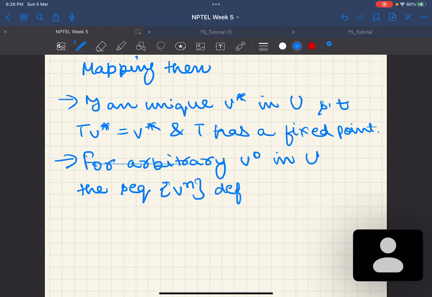You can also see these examples of the fixed point being used in computer networks as well.